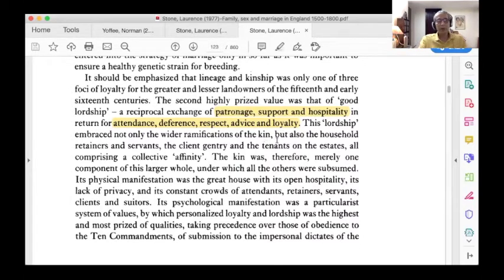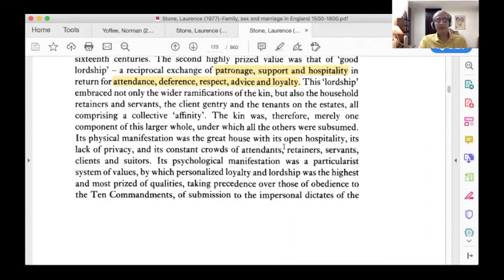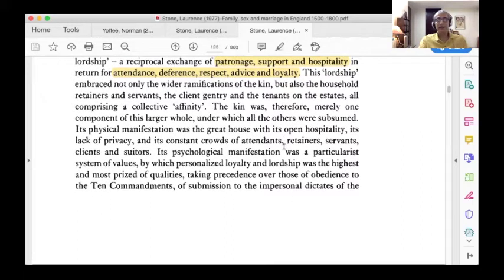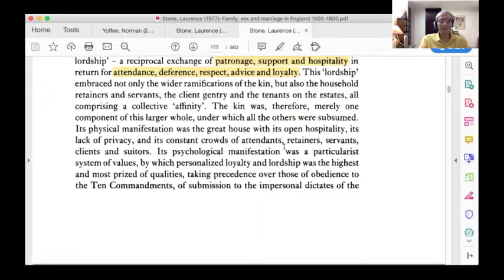Right? This lordship embraced not only the wider ramifications of the kin, but also the household retainers and servants, the client gentry, and the tenants on the estates, all comprising a collective affinity. The kin was therefore merely one component of this larger whole under which all the others were subsumed. Its physical manifestation was the great house with its open hospitality, its lack of privacy, and its constant crowds of attendants, retainers, servants, clients, and suitors.